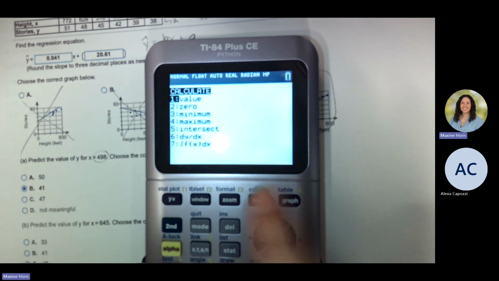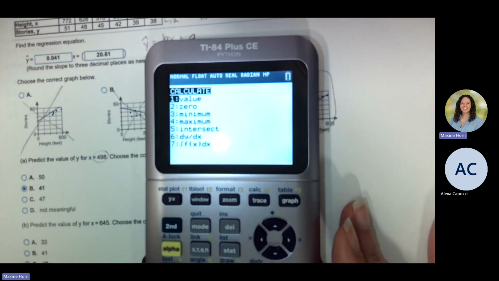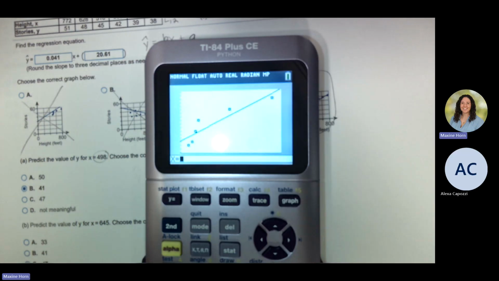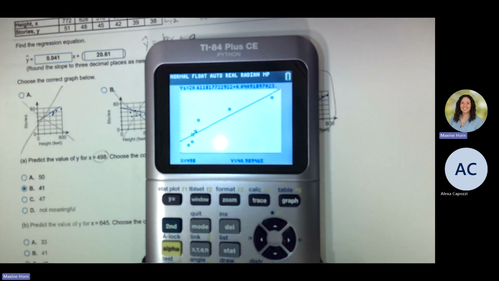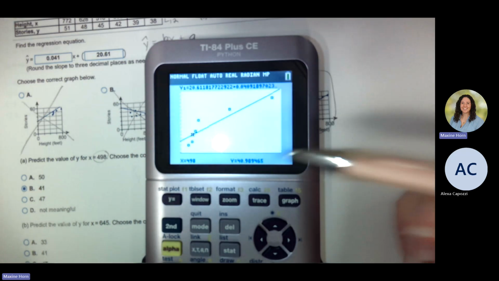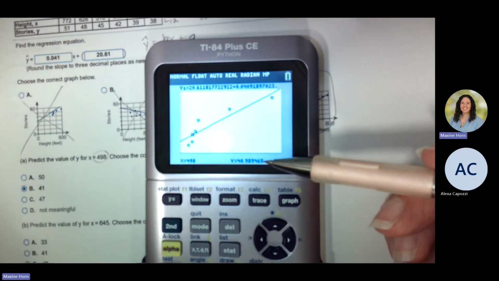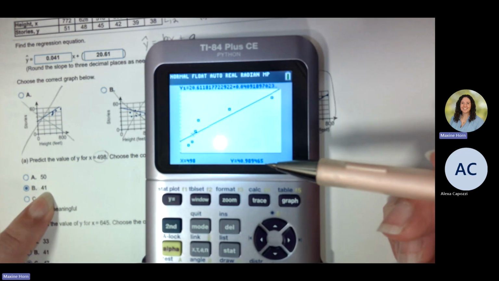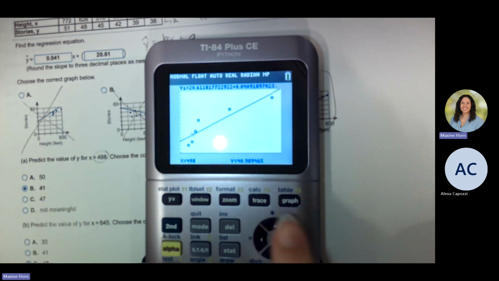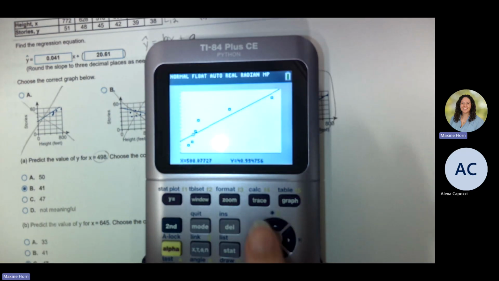So I'm going to say second trace, and I want to calculate a value. I'm going to plug in an X value of 498 and hit enter. And it says, oh, well, when X is 498, Y is about 40.989465, which when rounded is approximately 41, right? So as long as I've selected the line and not the points, whoops, trace, let me hit trace again to get back onto it. So I don't want to be on the points, I want to be on the line.